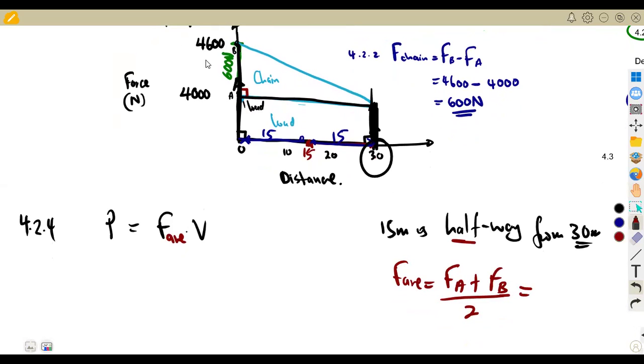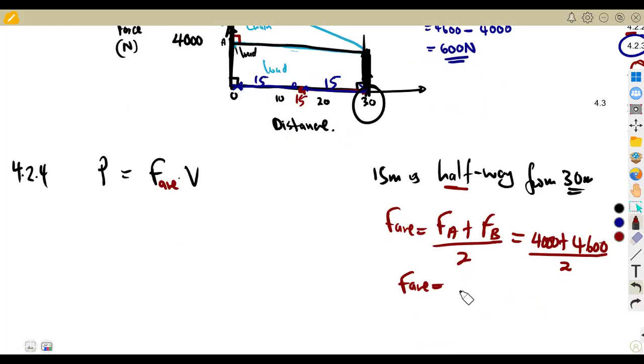It will be FA, the force at A, that's 4,000, plus the force at B, which is 4,600, divided by 2. That's the average. So this is going to give us 4,300 Newton as our average force.